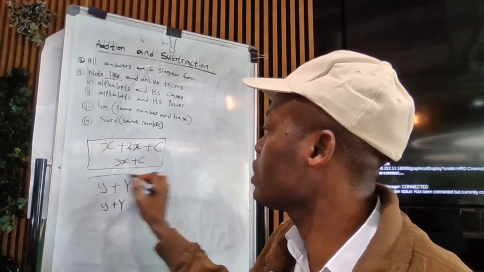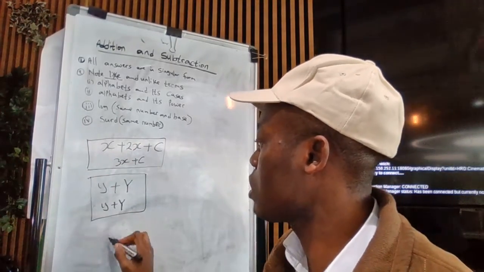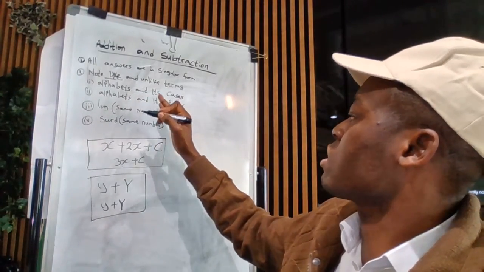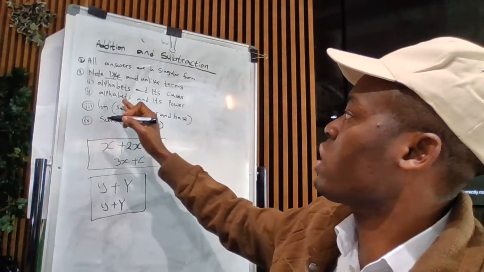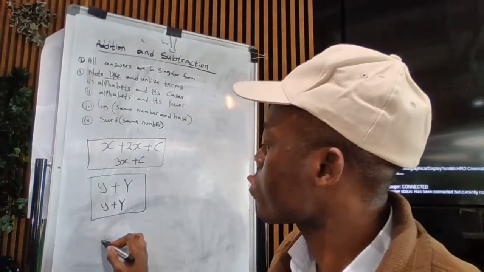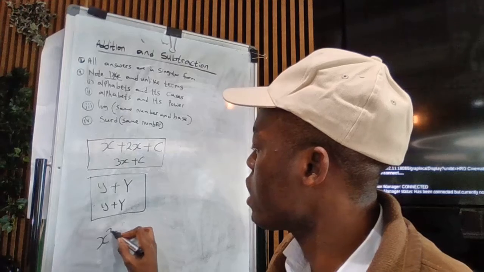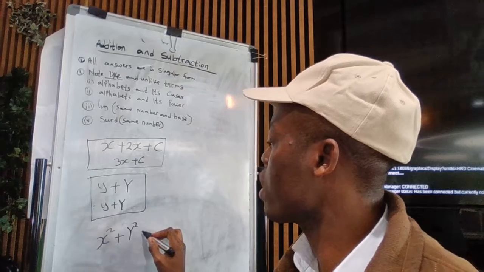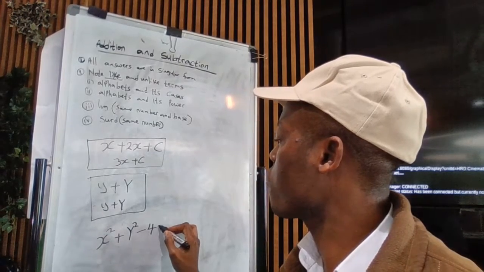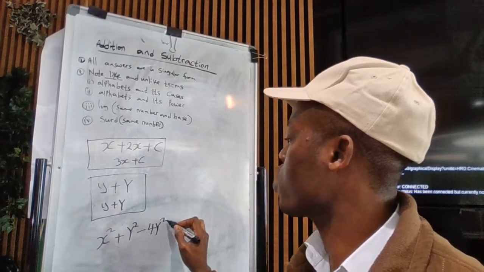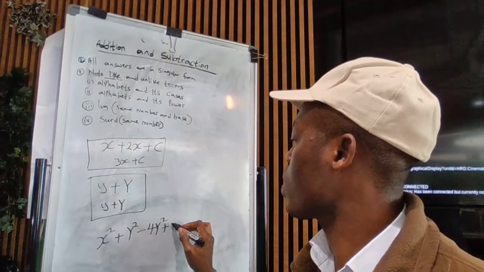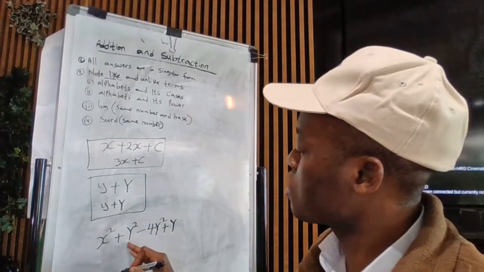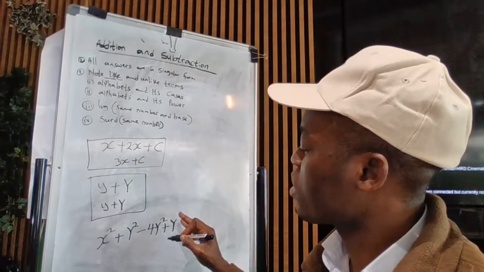So let's have another look at alphabet. Now we have treated alphabet and its case. The other one is alphabet and its power. x square plus y square minus 4y square plus y. Don't forget this is capital letter Y. So this is y, this is capital letter Y, this is y.